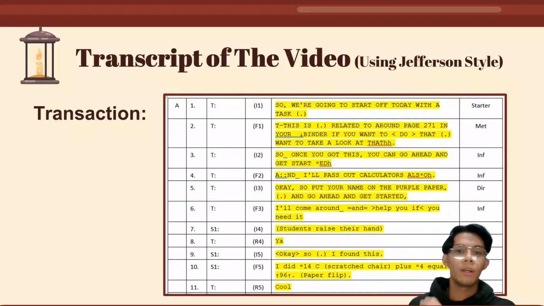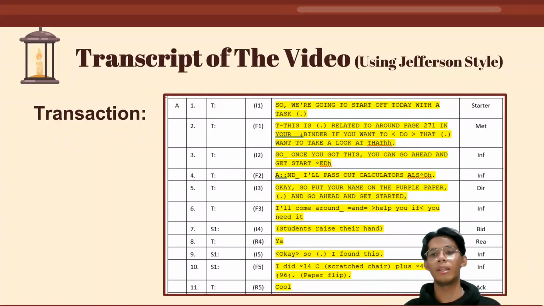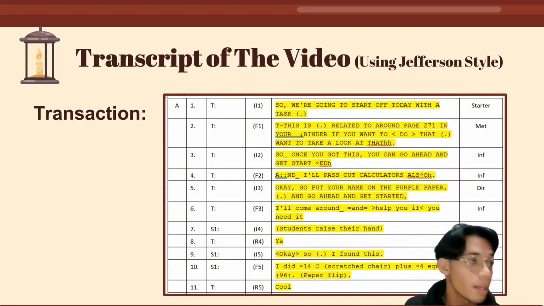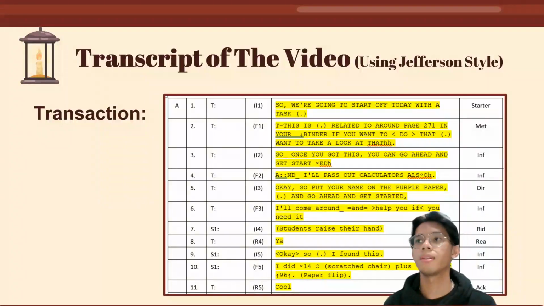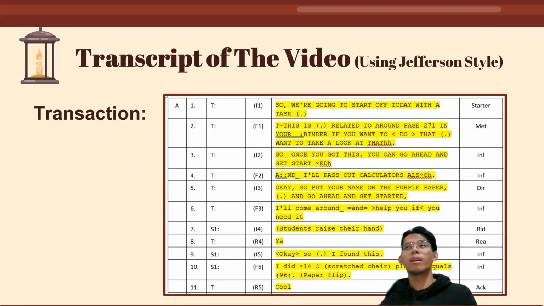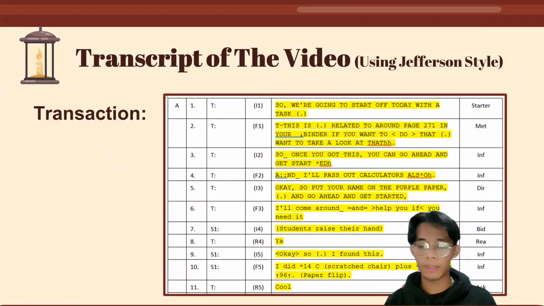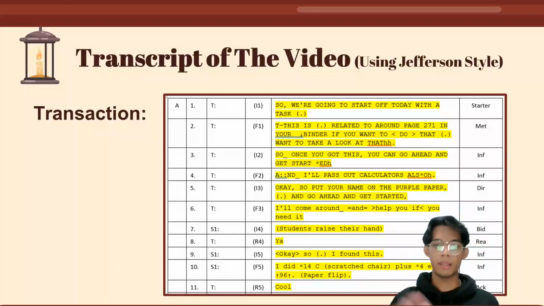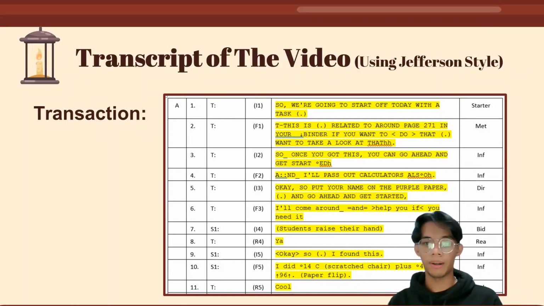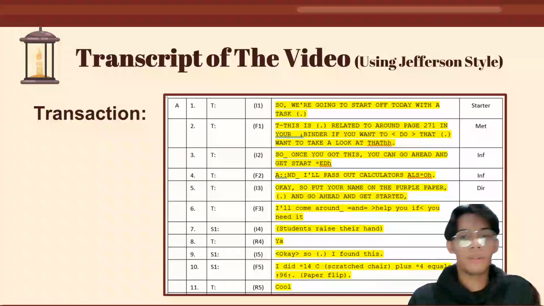So we get back to the analysis. First, what we do is we need to see the transaction. Like I said before, a transaction is when you start the pre-activity, the main activity, or the post-activity. You start and you close. In the video, the words that I gave the yellow highlight mark are the transactions.